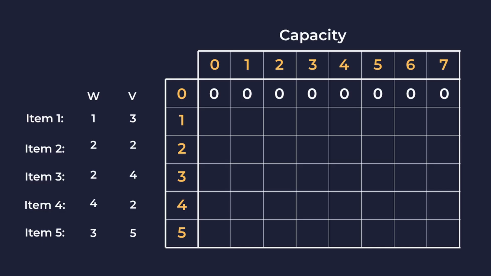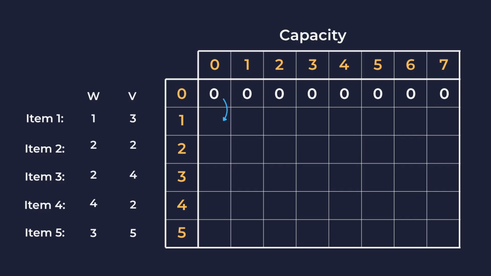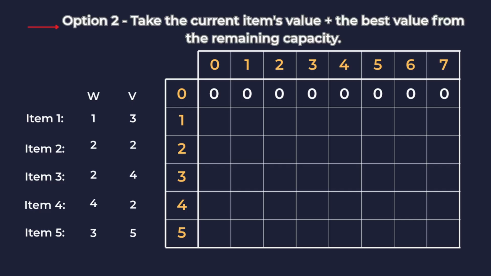What we want to do for each cell is figure out whether we should include the current item or not by comparing two options, then choosing the bigger value. Option 1 is to not include the item. Keep the current best value, which means taking the value from the cell above. Option 2 is to include the item. Take the current item's value plus the best achievable value from the remaining capacity. I know this sounds complicated, but I'll show you exactly how this works.